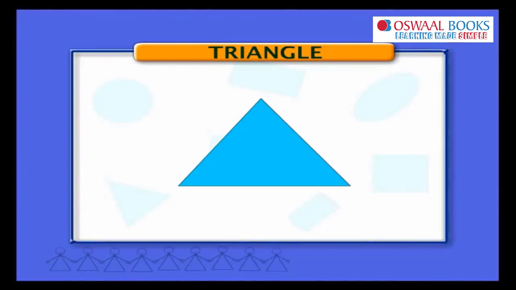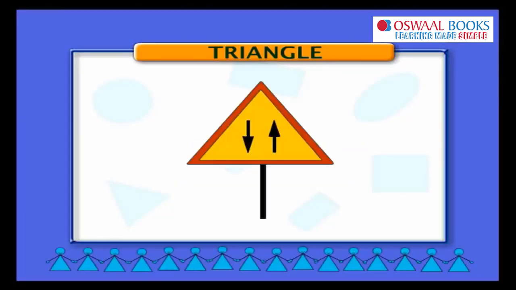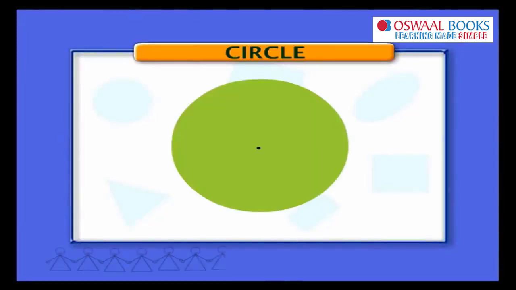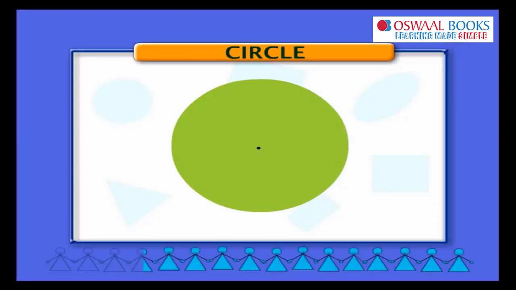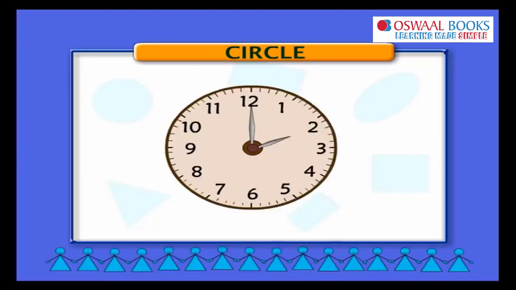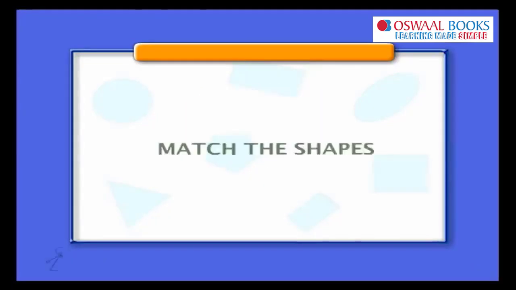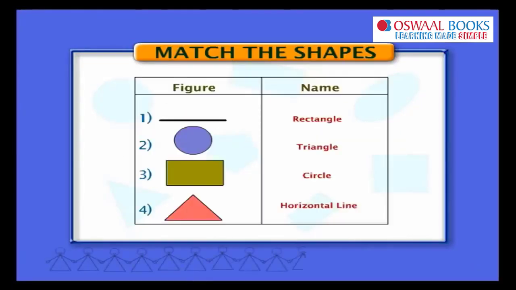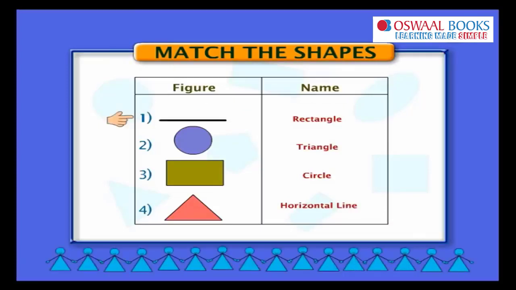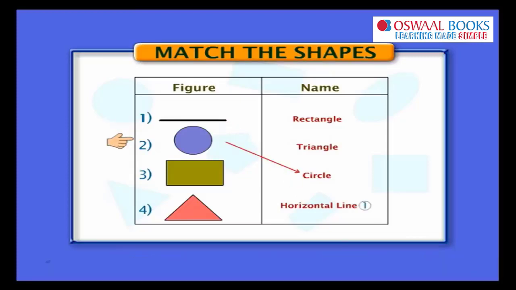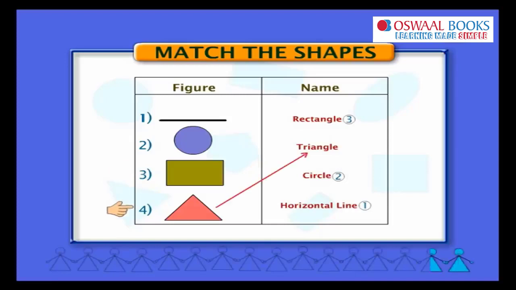Triangle. This is a triangle. It has 3 sides and 3 corners. Example is a direction board. Circle. This is a circle. It does not have sides or corners. It is only a curved line. Example is a clock. Match the shapes. Let us match these shapes with their correct names. The first diagram is a horizontal line. This is a circle. This is a rectangle. This is a triangle.